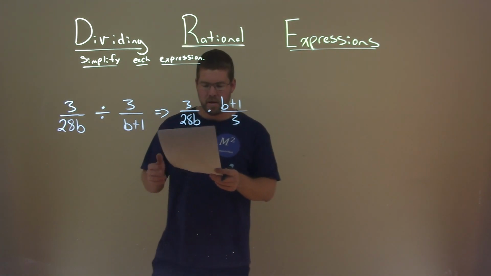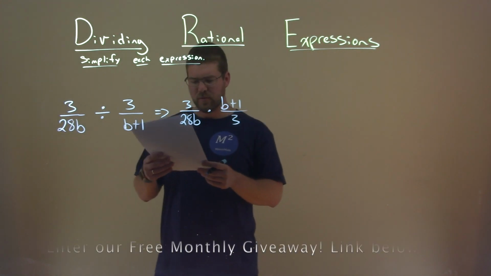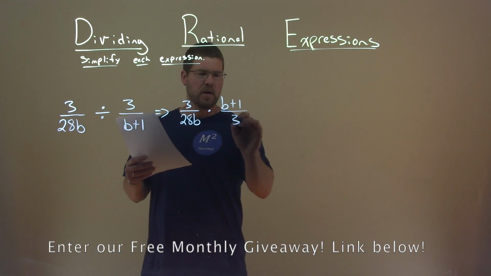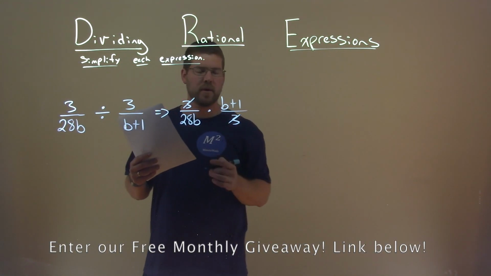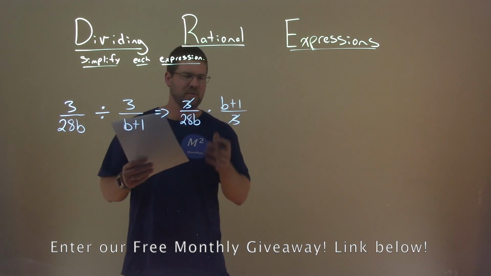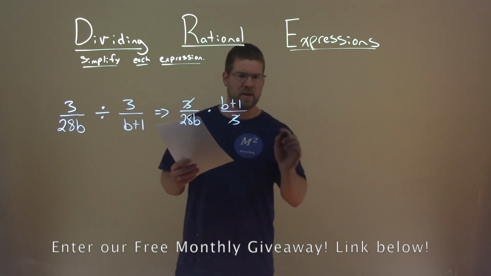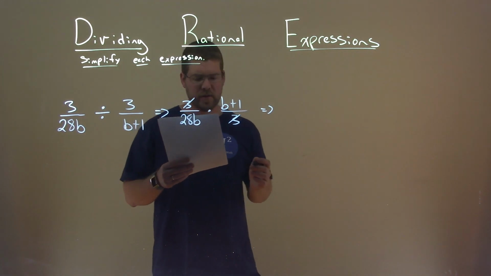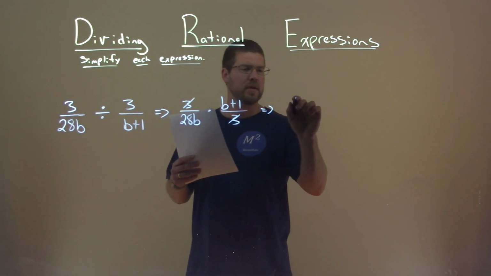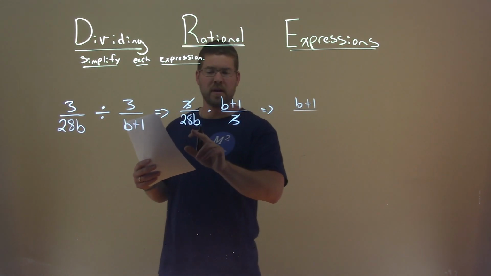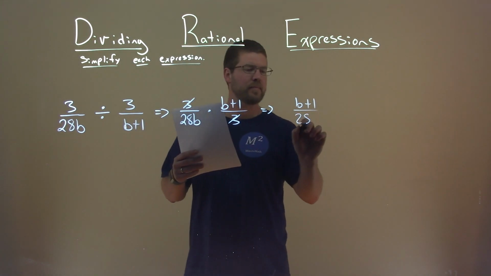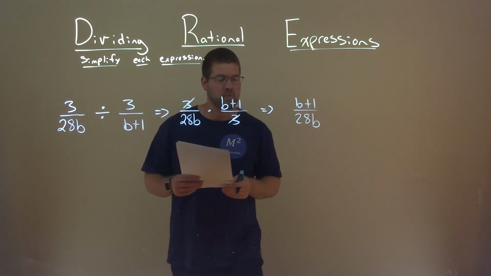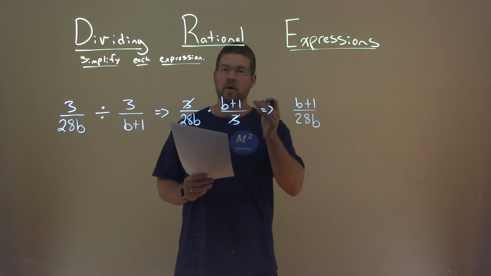Okay? Well, what can we do here? We'll see if we can cancel out some parts. 3's cancel here. That's great. But b plus 1 and 28b really have nothing else that they can simplify with. So this is actually a fairly easy problem now. b plus 1 stays in the numerator, and the only thing in the denominator is 28b. And so there we have it. b plus 1 over 28b is our final answer.